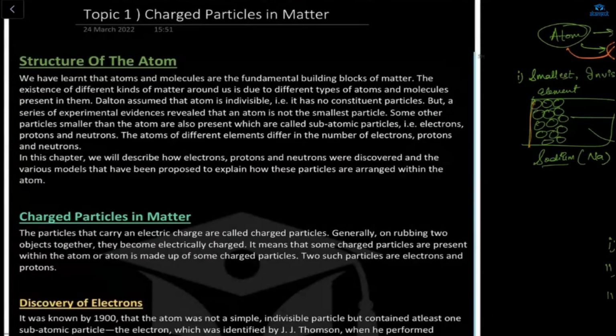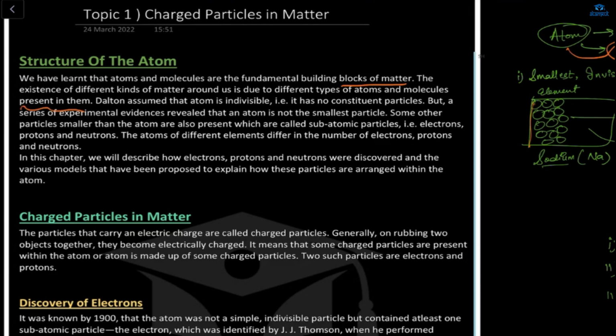So what is the structure of the atom? We have learned that atoms and molecules are the fundamental building blocks of matter. Yes, it is fundamental building. The existence of different kinds of matter around us is due to the different types of atoms and molecules present in them. Correct? Yes.